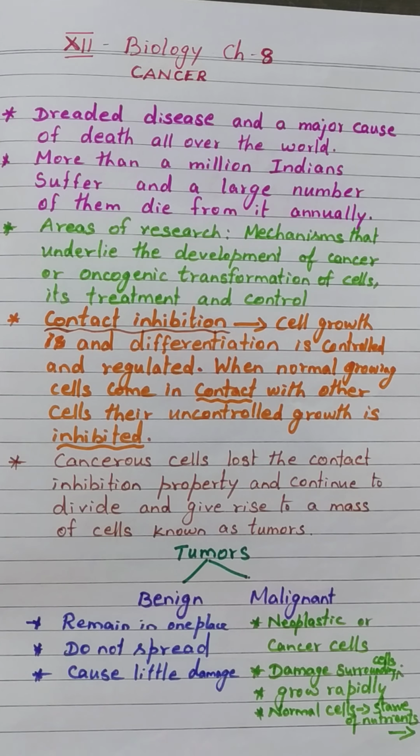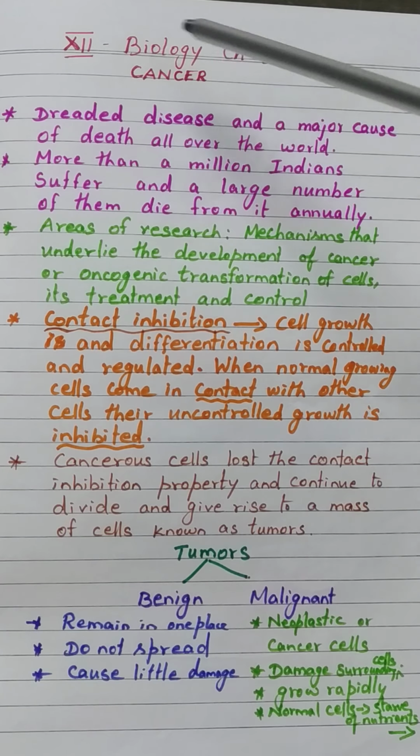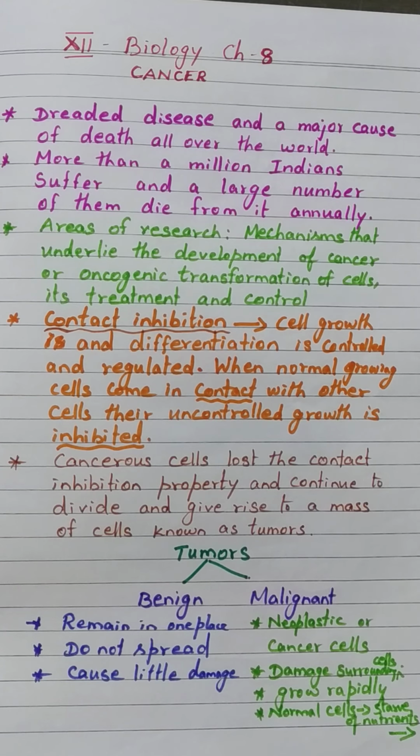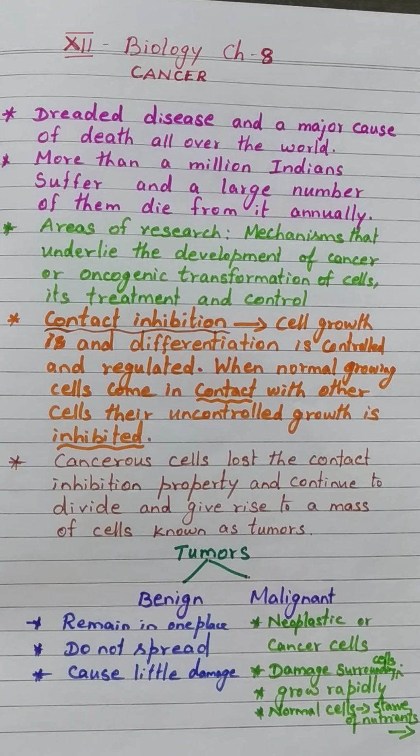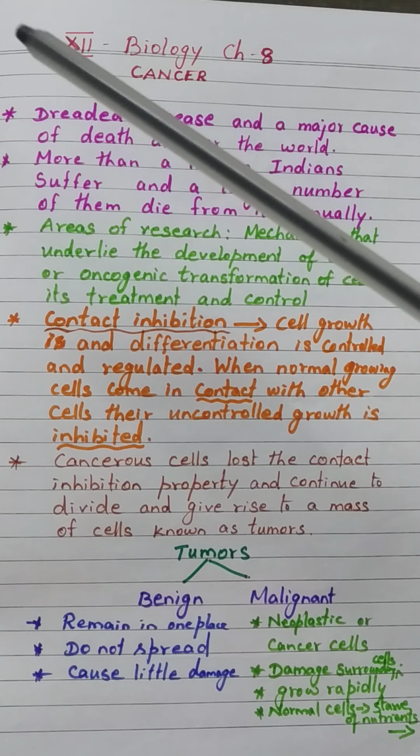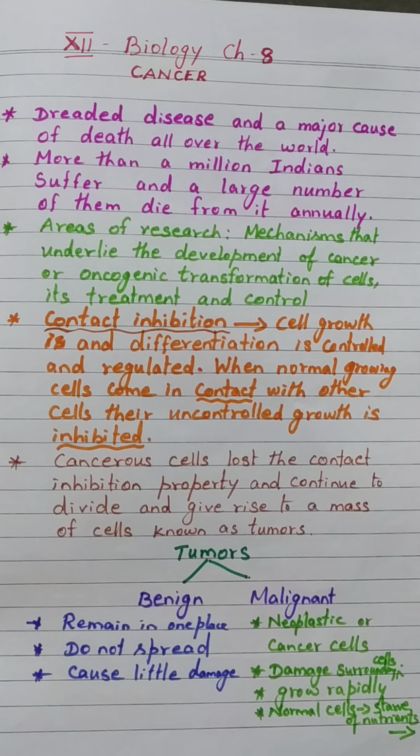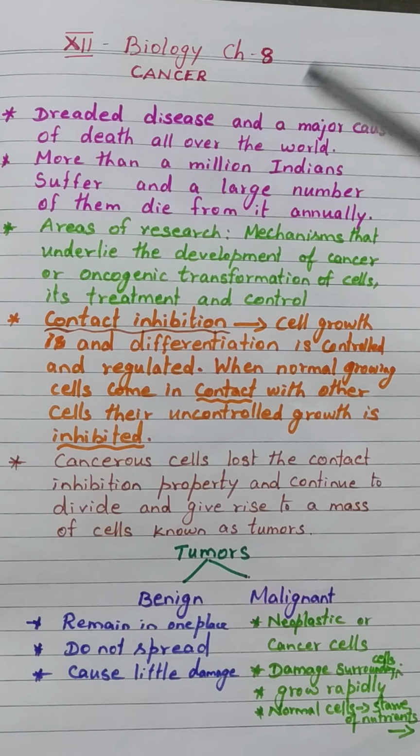Today we are going to learn about one more dreaded disease, that is cancer. Cancer is one of the most dreaded diseases of human beings and is a major cause of death all over the world. More than 1 million Indians suffer from cancer and a large number of them die from it annually. The mechanism that underlies the development of cancer is oncogenic transformation of cells.